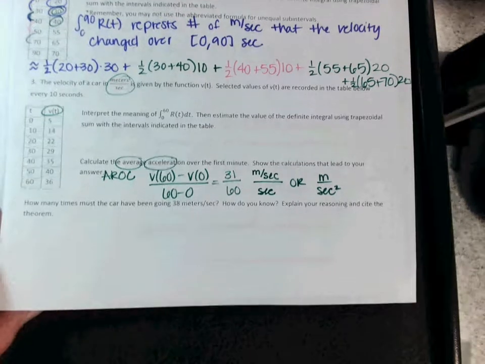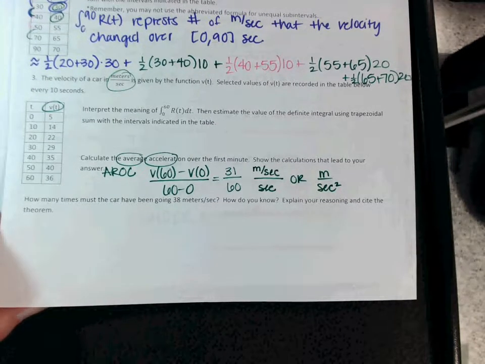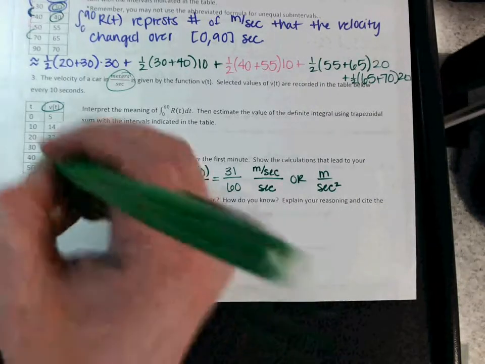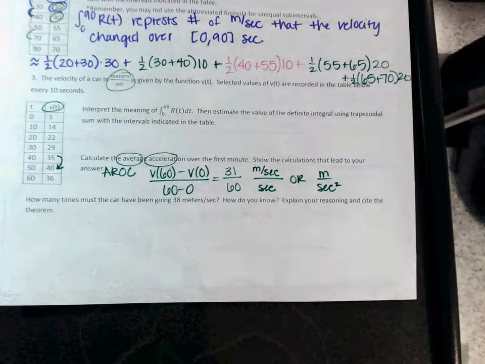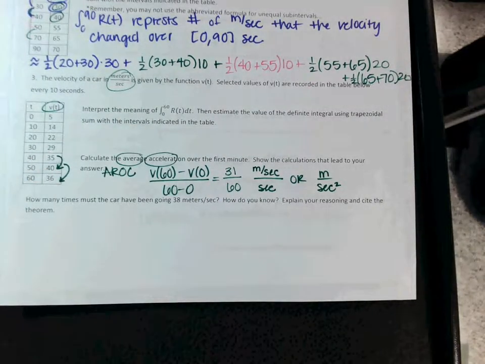Okay, last one. How many times did the car have to hit 38? Look closely. If it gets to 40, it has to hit it going up to 40, then it has to hit it back down going to 36. What theorem would you be using to do that? IVT. Okay? And we can do that.